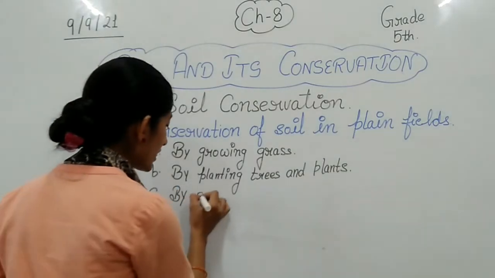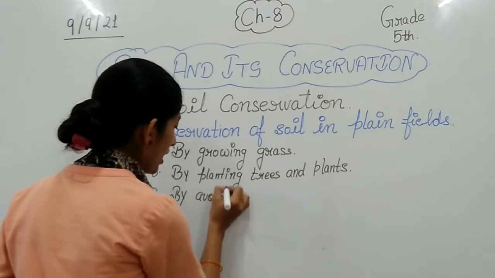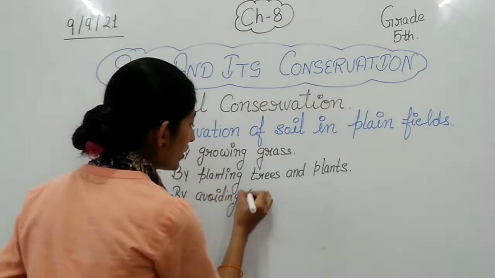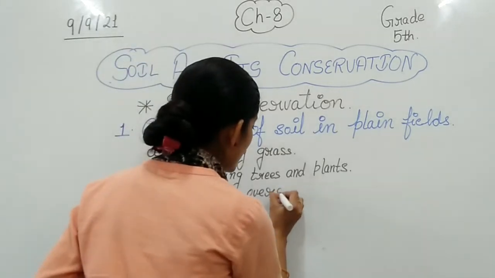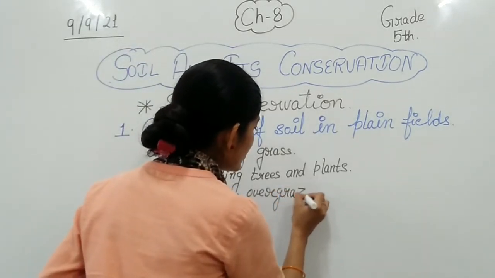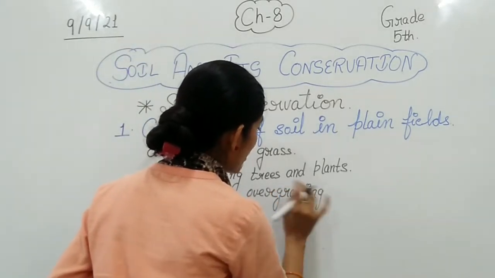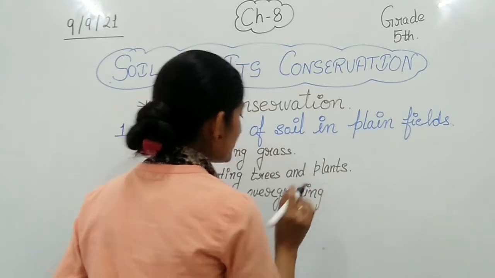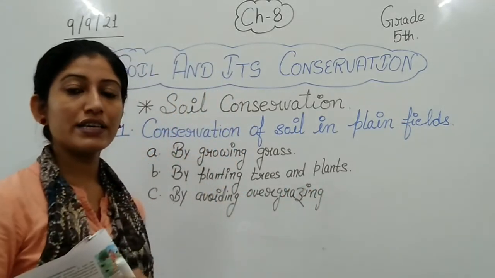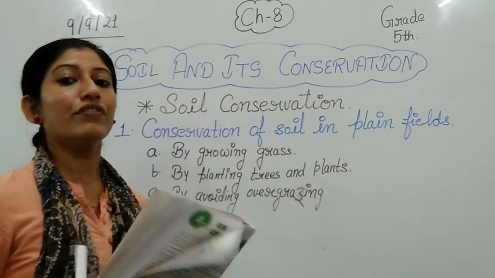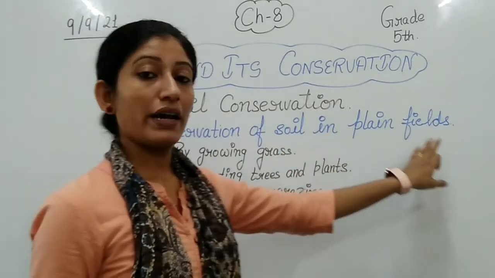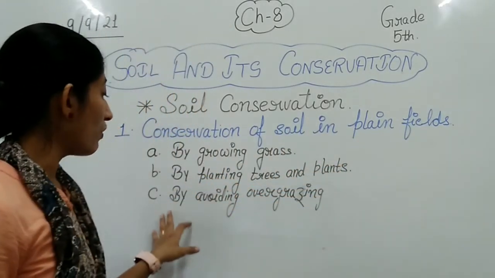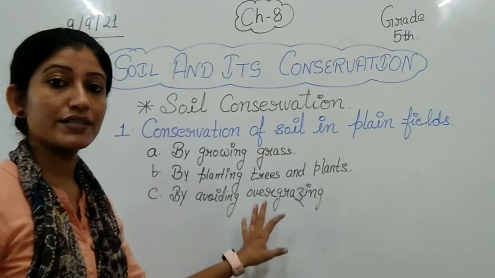By avoiding overgrazing. What are we saying? We are saying that the third thing, for controlling erosion from playing fields, is to avoid overgrazing.